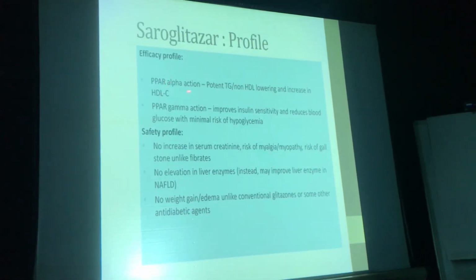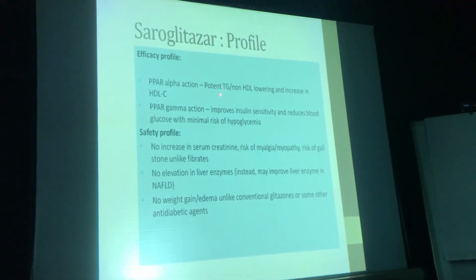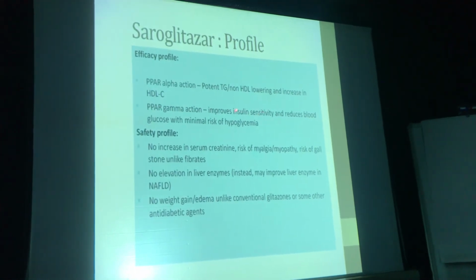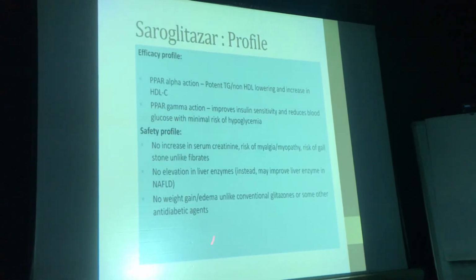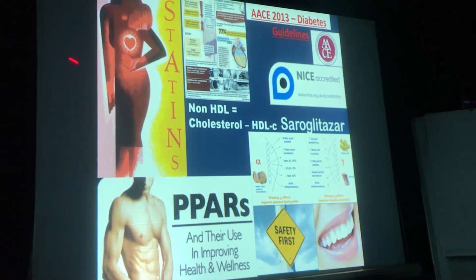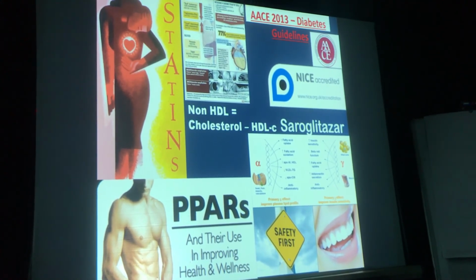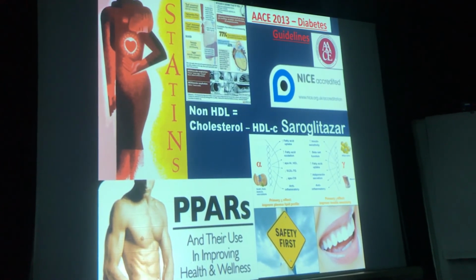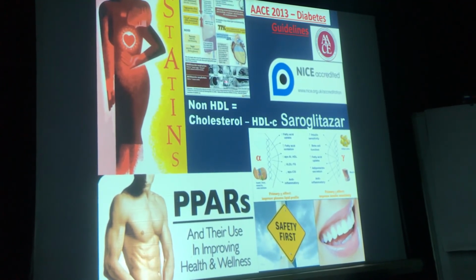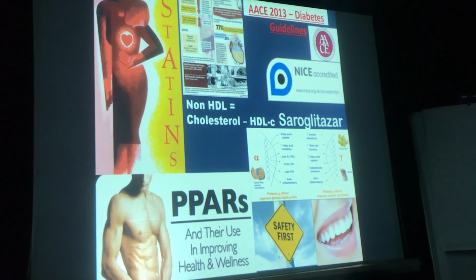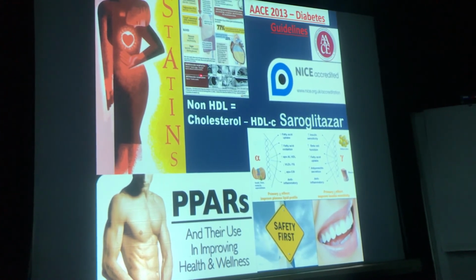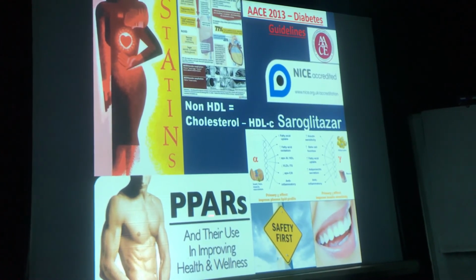It has PPAR alpha action, which is potent on triglycerides, and HDL may increase, and PPAR gamma action improves insulin sensitivity and reduces blood glucose, and it's quite safe as we have discussed. When statin therapy is not able to control the triglyceride level, because statins also reduce triglyceride by about 30% or so, there is still a residual risk of 70 to 77% with the use of statin, which is a very powerful medicine.